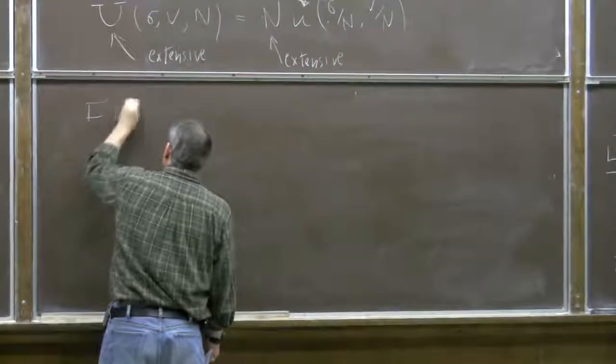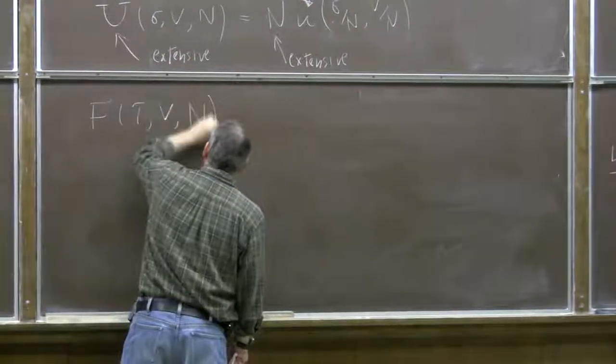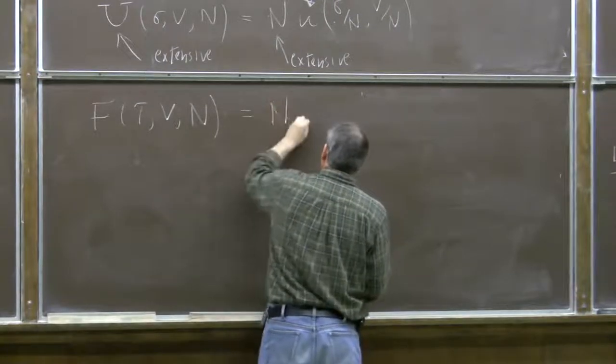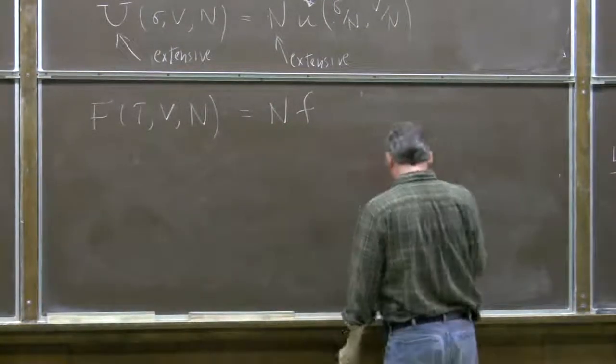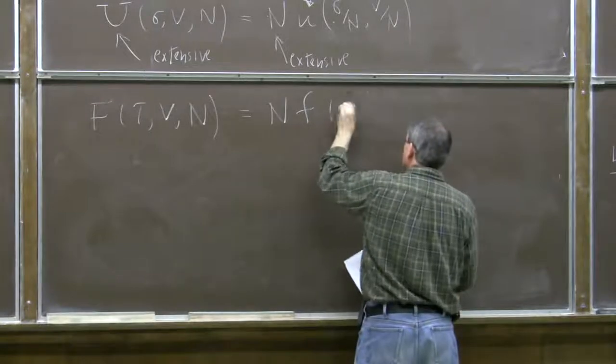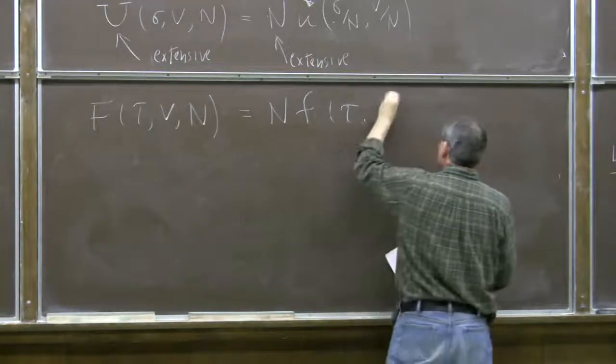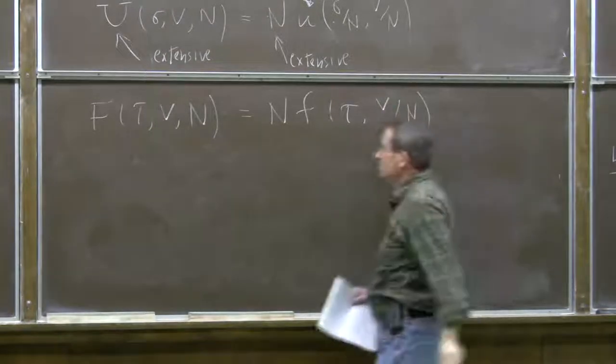Helmholtz free energy depends on temperature, volume, and number of particles. So I can write it as N times the Helmholtz free energy per particle, which has to be a function of intensive quantities, the temperature and the ratio of volume to number of particles.